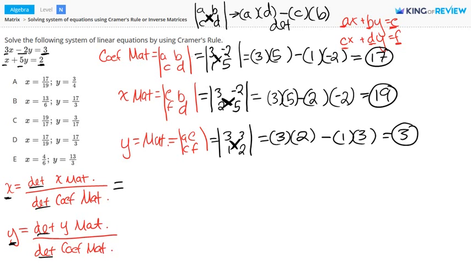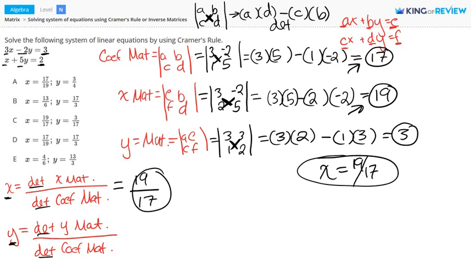So now, solving for x, we take the determinant of the x matrix, that's 19, divided by the determinant of the coefficient matrix, that's 17. So x is equal to 19 over 17. And now for y, we take the determinant of the y matrix, that's 3, and divide it by the determinant of the coefficient matrix, that's 17. So y is equal to 3 over 17.